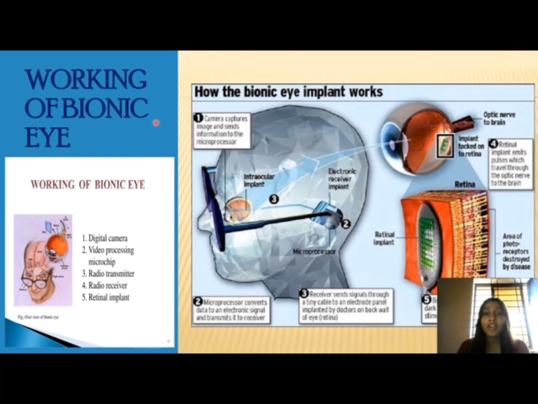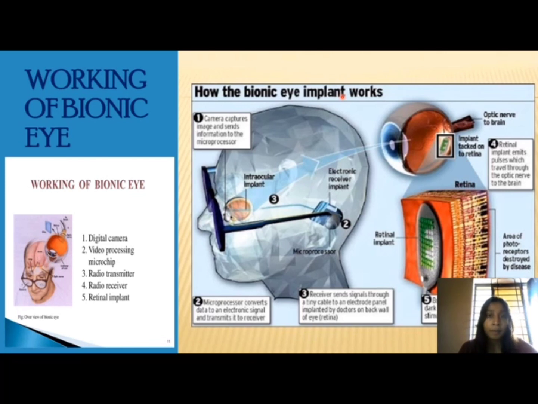Firstly, the camera captures the image and sends the information to the microprocessor. The microprocessor converts the data into an electrical signal and transmits it to a receiver. The receiver sends the signal through a tiny cable to an electrode panel implanted by a doctor on the back wall of the eye. The retinal implant emits a pulse which travels through the optic nerve to the brain. The brain receives a pattern of light and dark which corresponds to the electrodes stimulated on the retinal implant.